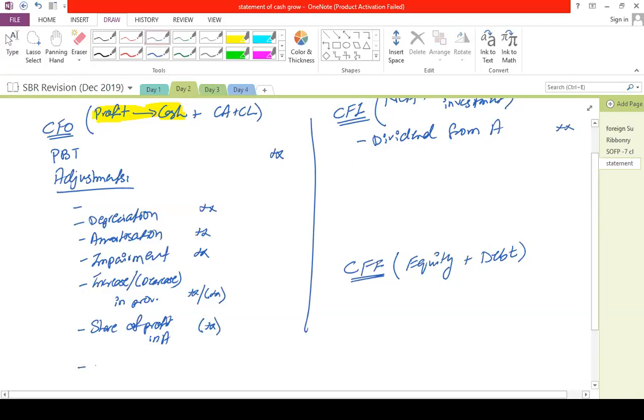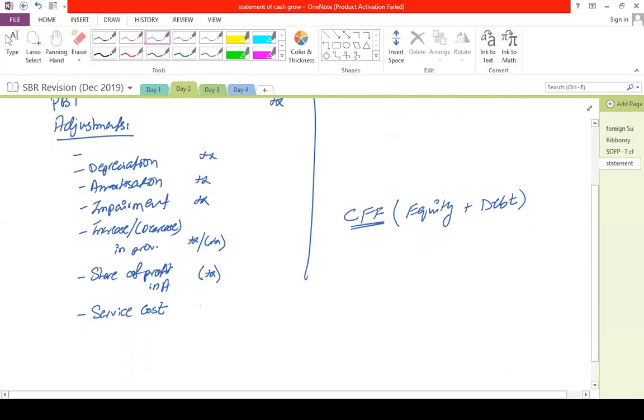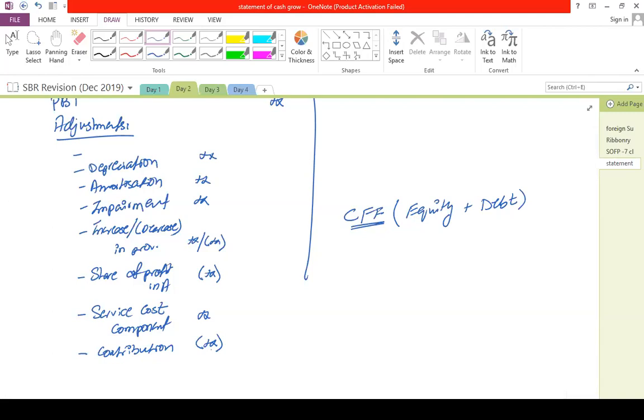Further apart from that, if we talk about expense as per IAS 19, the service cost component or the interest cost component is what we recognize as an expense. Although this is a non-cash expense, we do not pay the amount for that. Instead, we pay the amount of the contribution. So the service cost component should be added and the contribution should be deducted. These are the two effects that we incorporate because of IAS 19.